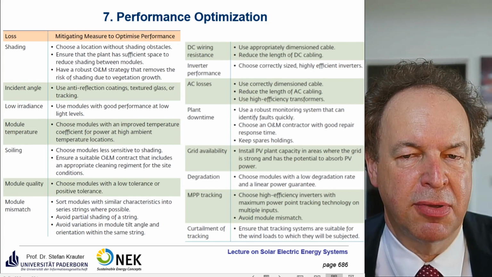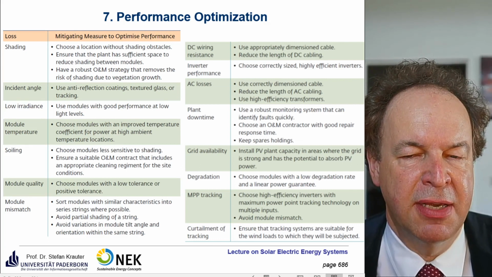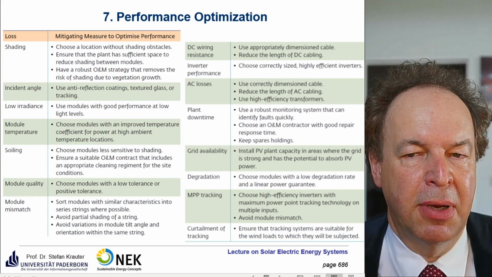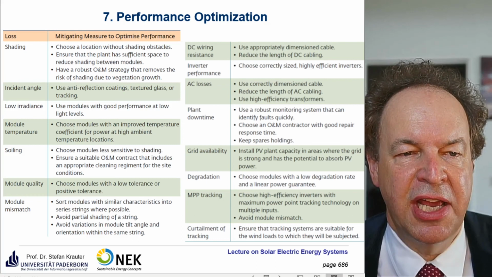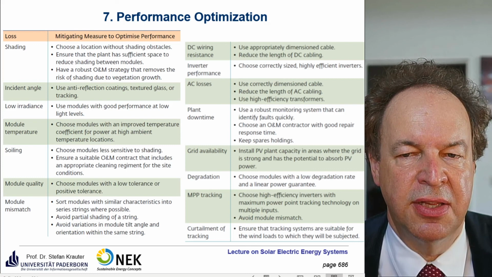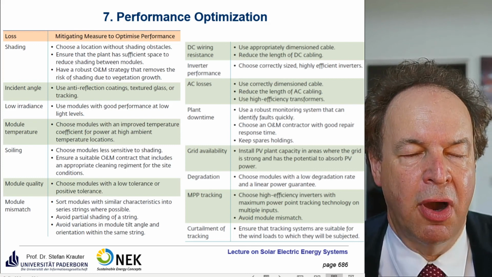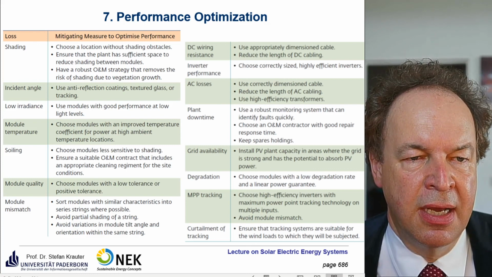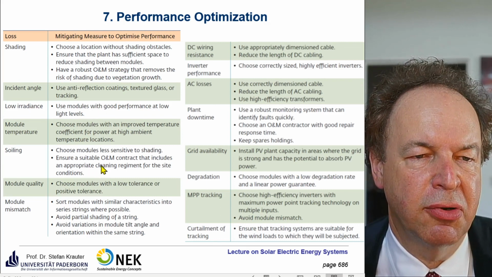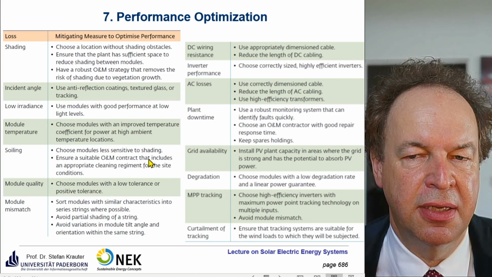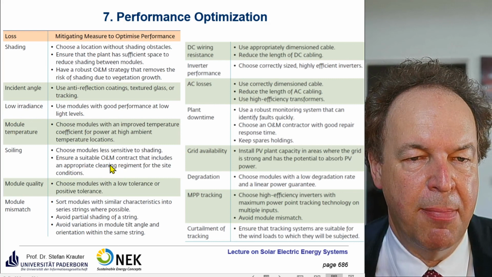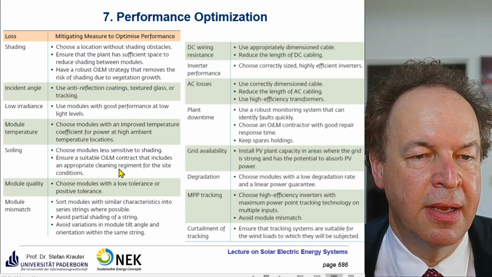That's often not possible because a crystalline module is almost the same, in the vicinity of minus 0.4% per Kelvin. But you can take care of good ventilation and a good distance to the ground or to the roof, and this helps to lower the operating temperatures. The soiling: choose a module less sensitive to shading. Okay, with the soiling, this is the same as shading. It can lead to some problems. So if you have enough bypass diodes, this helps.